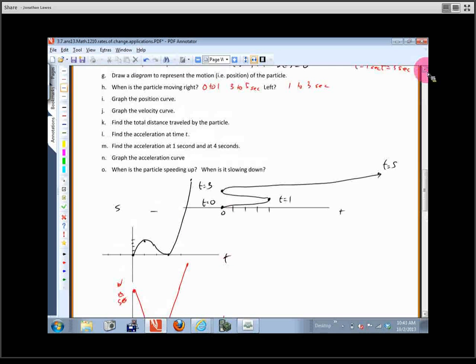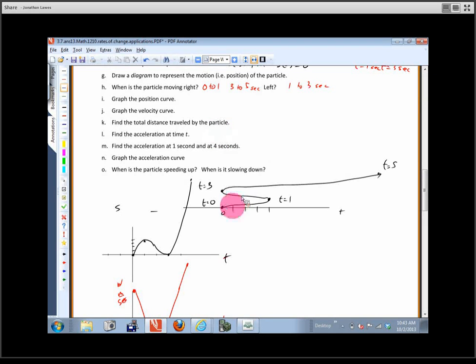Then it says, find the total distance traveled by the particle. Well, let's see. It was 4 this way, 4 back, and then where did it end up? At 20. So 4 here, and 20. So altogether, that's going to be 28. 28 meters. Okay, find the acceleration.